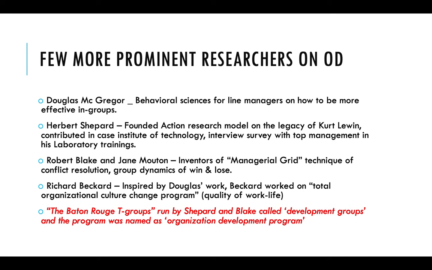The Baton Rouge T groups, so it is a nomenclature, or it is one of their experimental groups, which was run by Shepherd and Blake. They were running their training programs, and they named these T groups as the development group. And thereupon, the concept of training was being enlarged towards development, training and development, and today it is called learning and development.